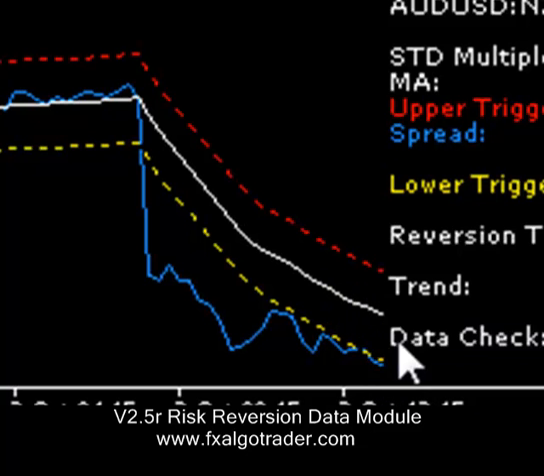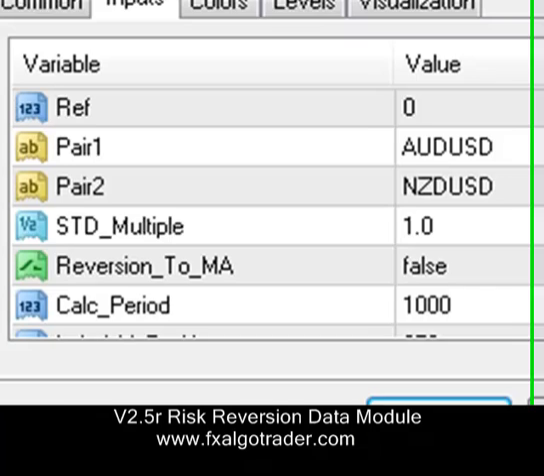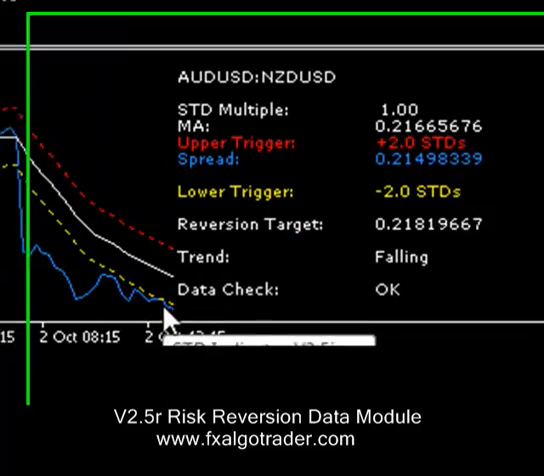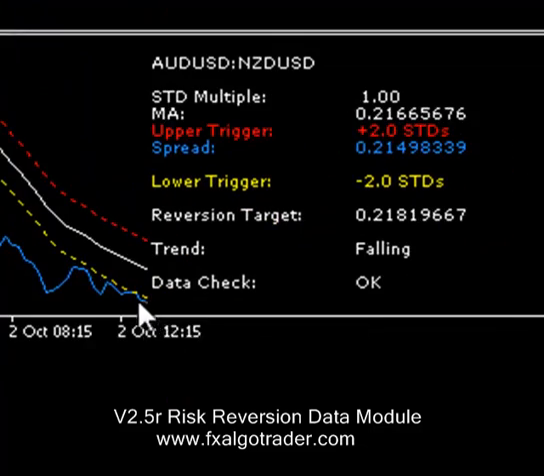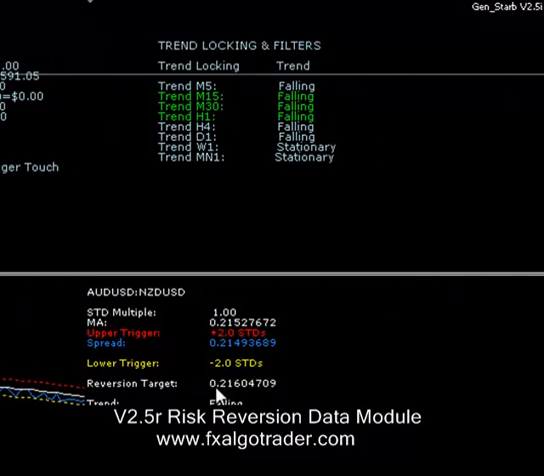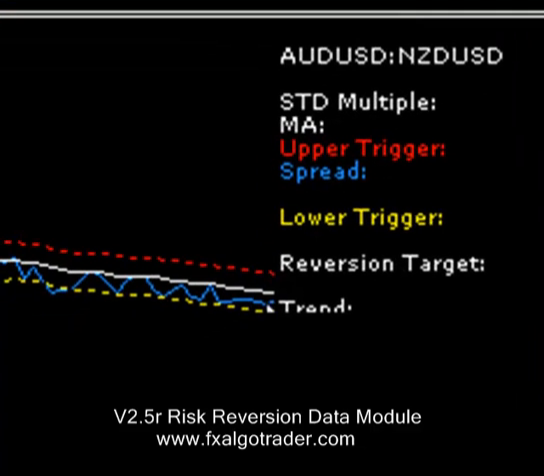So for example, if we have a look at this, our reversion to moving average is set to false, which will make the system use the lower trigger level as its target. So if we look at our reversion target, it's set at 0.21604. As the spread is currently underneath the moving average, the system will use the opposite band as the reversion target.